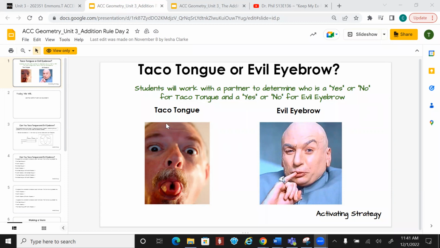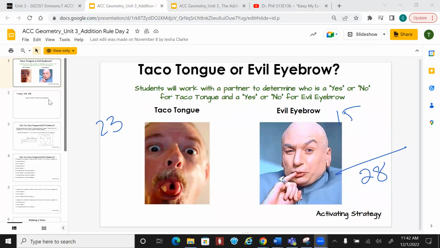23 people. Okay, so there's 23 people that can taco tongue. Okay, how many of y'all can evil eyebrow? Did you confirm with your partner? 1, 2, 3, 4, 5, 6, 7... 14, 15. Okay, 15 people can evil eyebrow. Fantastic. How many people do we have in total? 28 people is total. That's amazing.